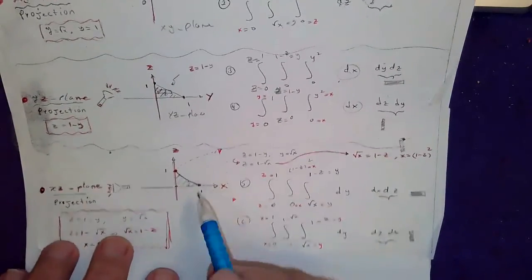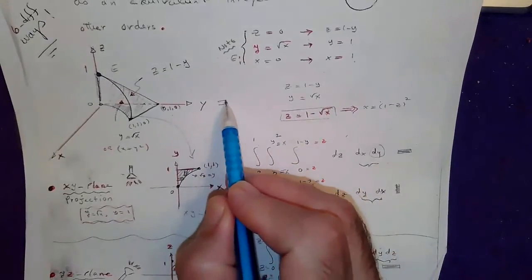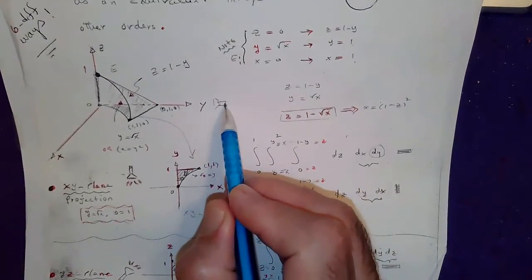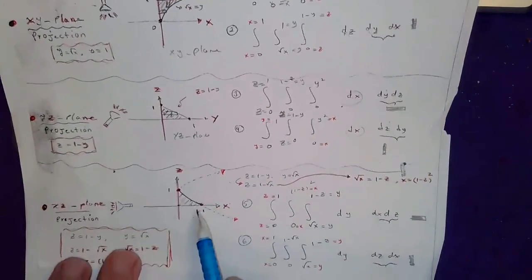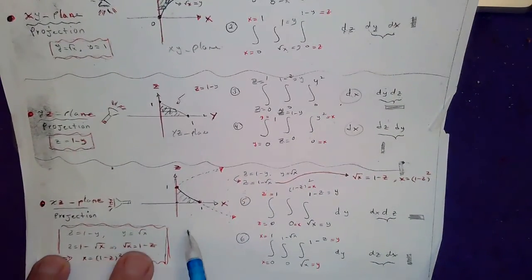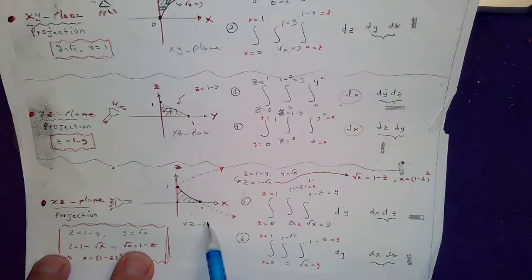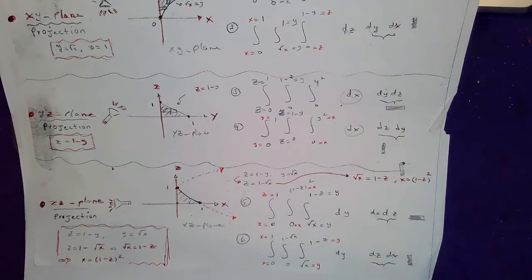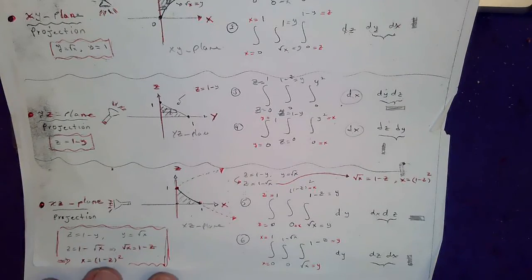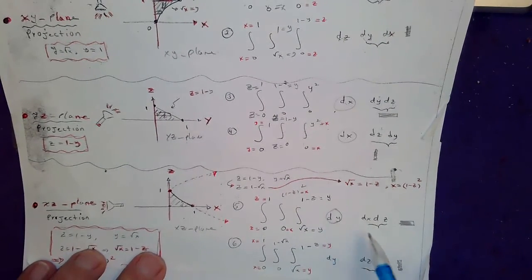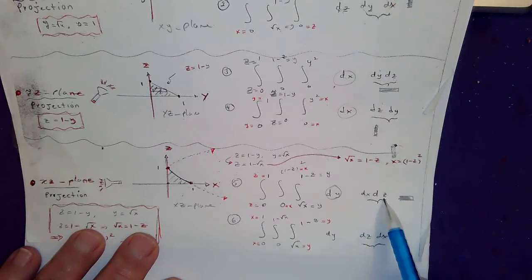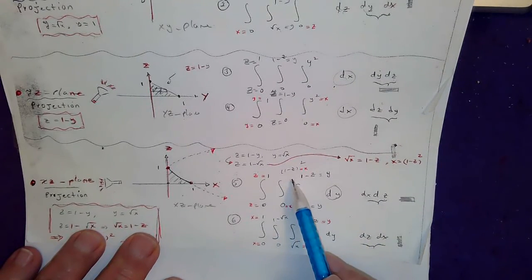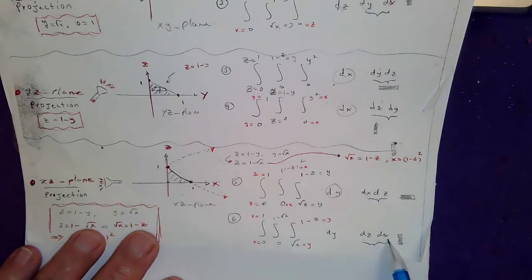Finally, what if I shine the light this way, from the right side of the solid? What am I going to see? I'm going to see this. So this would be the projection on the XZ plane. Then again, y goes first, but then you have to permute x and z. If you go dx dz, those will be the limits. If you go dz dx, those will be the limits.